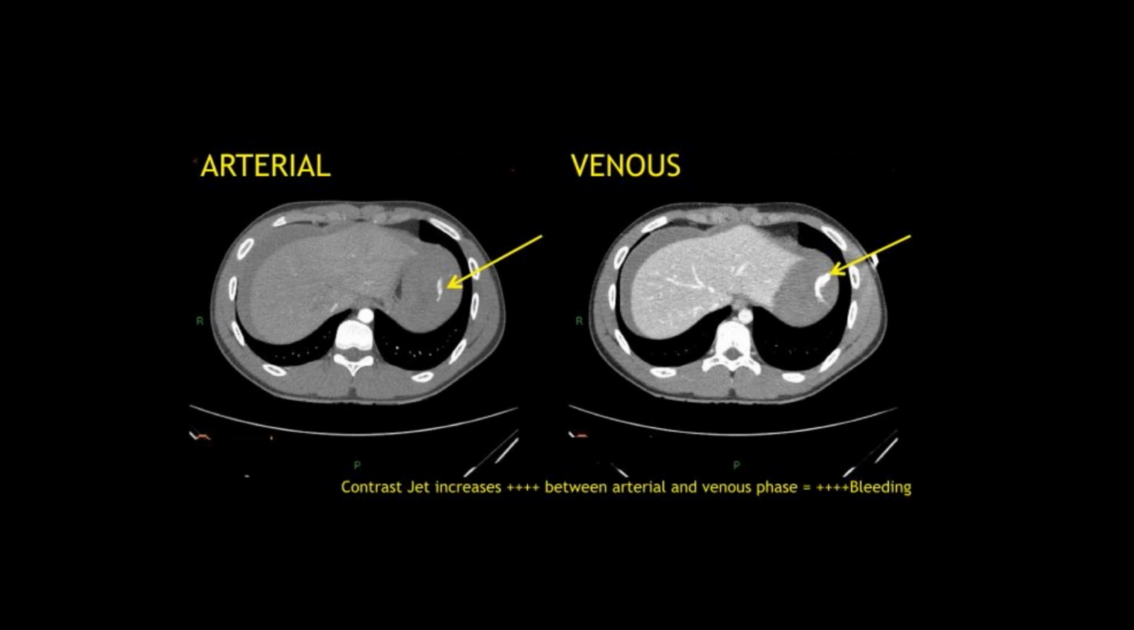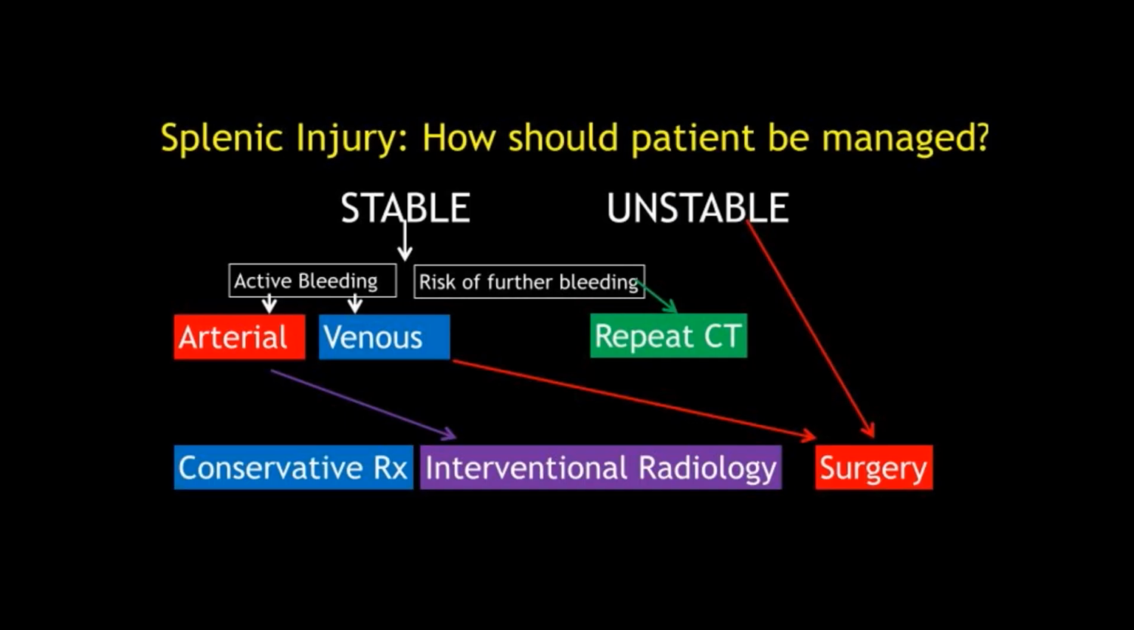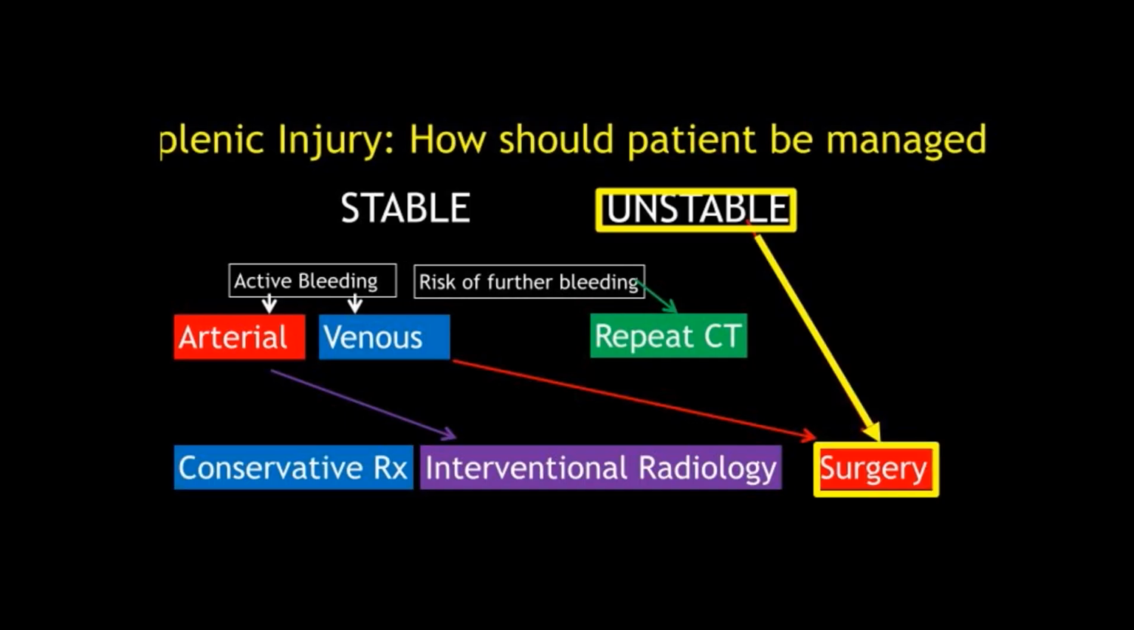So if we compare the arterial and the venous phase, even just between those 2 phases, which are less than 20 seconds apart, really, you can see how the contrast spurts out between those 2 phases, which is a sign of how much bleeding is going on with this poor kid who's so unstable. And in this situation, really, for multiple reasons, there is no role whatsoever for IR. He has to have a splenectomy, doesn't he?